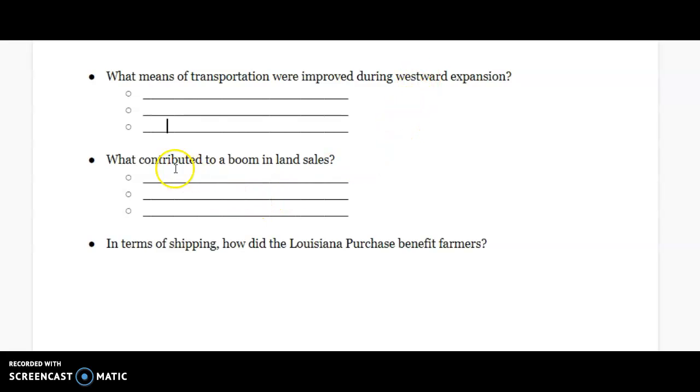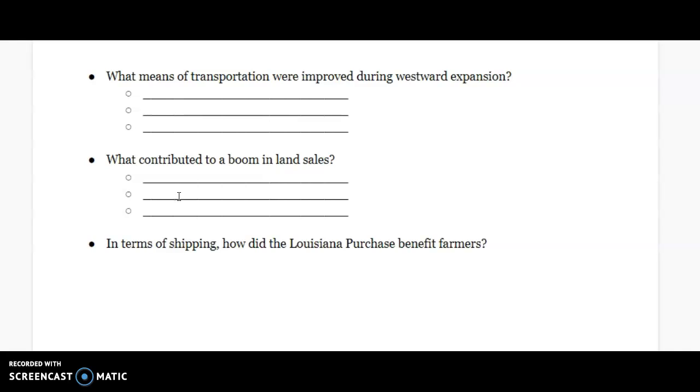All right, what contributed to a boom in land sales? Well, first off, the U.S. government was making laws that made it very easy for people to go out west and settle the land. So people could go west, they could afford the land. Some examples of government programs was dividing the land into like 80-acre plots, which at the time was a small amount of land and relatively affordable for a small farmer. So dividing land into smaller plots, that would be one.